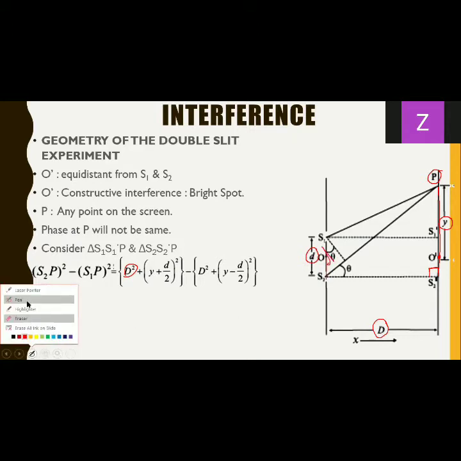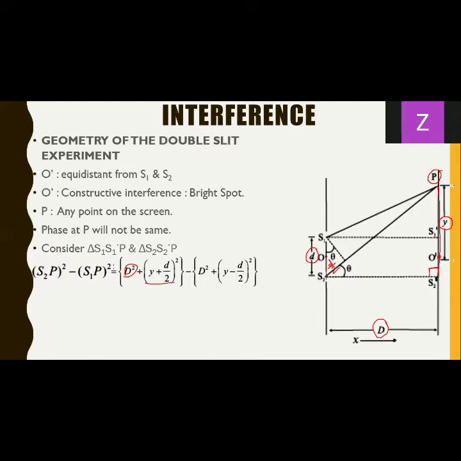So if S1O is D by 2, means S2 dash O dash will also be D by 2. So that's why what do we get? S2 dash P will be Y plus D by 2. And uska square, that's why we have Y plus D by 2 ka square. The same thing will be applicable in case of S1 dash as well.